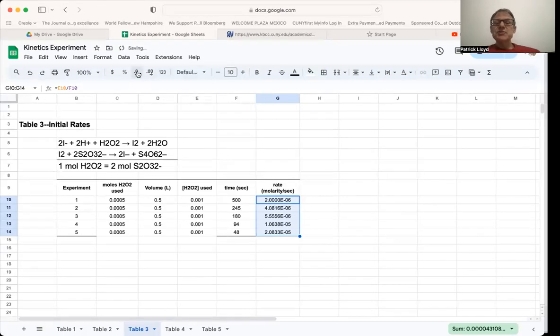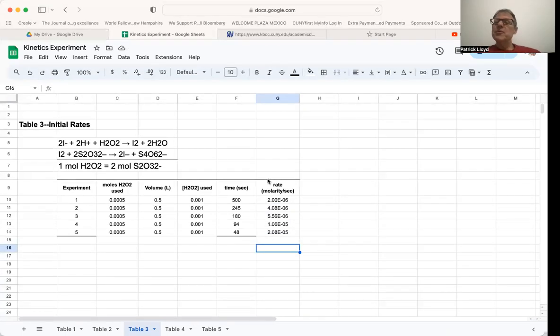That's a lot of digits. We don't need that many. I think 3 is probably fine, right? So 1.06, for example. So there you go. That's how we're figuring out the rate. Remember, the rate is the change in concentration over the change in time. We're using hydrogen peroxide as the concentration that we're measuring. We could have also done KI. That's perfectly fine, but we're going to use the hydrogen peroxide for this.